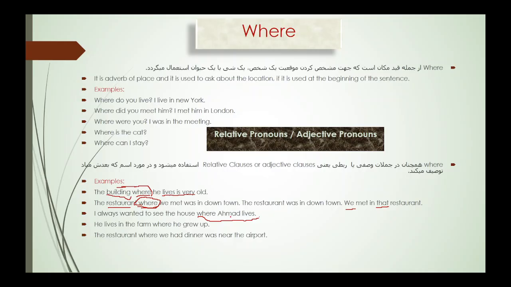This is extra or more information provided by where about the house, the noun before where, right? He lives in the farm where he grew up.